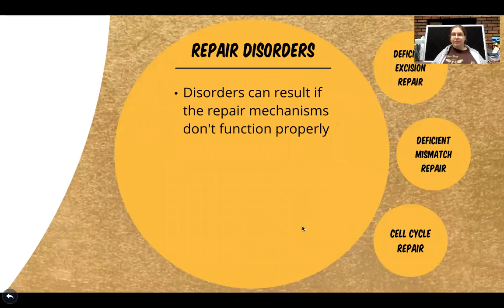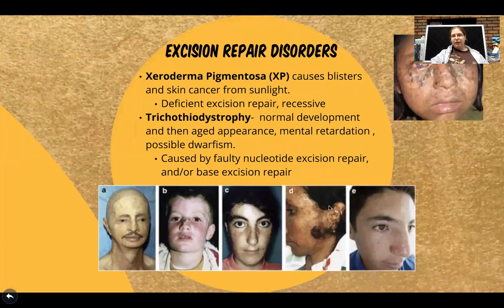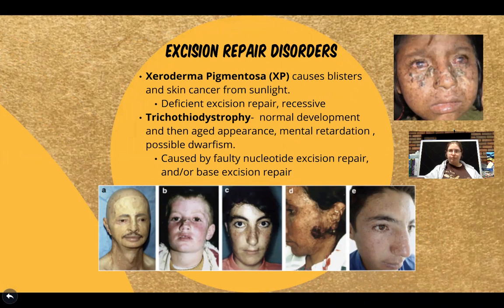Well, what happens if the repair goes wrong? There are some diseases and disorders that occur because the repair mechanisms didn't do their job properly. So let's take a look at those. Now we're actually going to talk about specific examples of disorders. These are some examples of excision repair disorders.